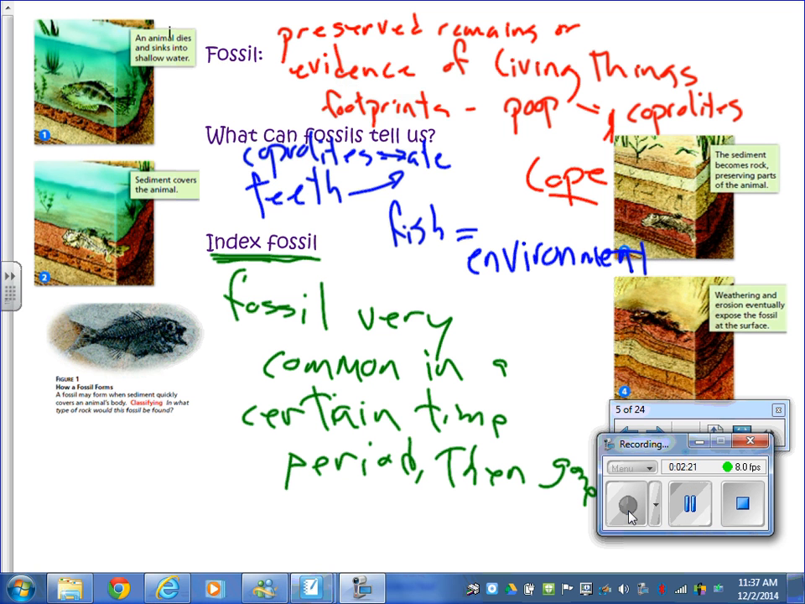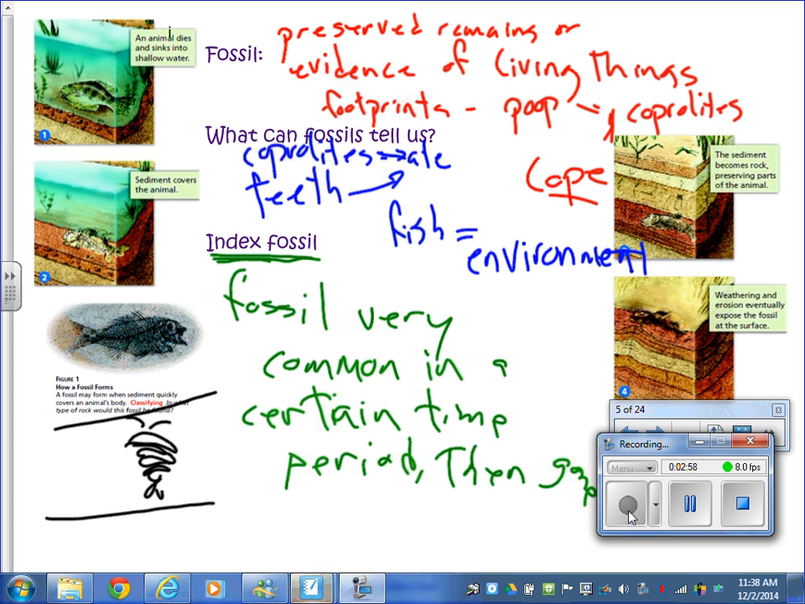The index fossil being common for a very specific amount of time and then not there after that is going to tell you something. Trilobites, for instance, kind of look like roly-polies, and they were aquatic, they lived in the water. They were very, very common before the dinosaurs in certain ages, and then they weren't there anymore. So if you find the trilobites, you know that it was in that particular era.